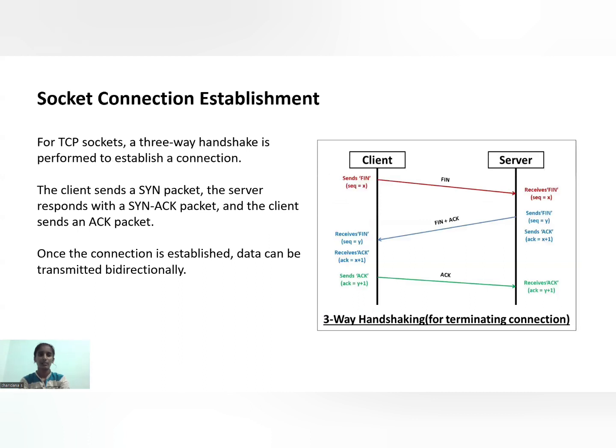Socket connection establishment. For TCP sockets, a three-way handshake is performed to establish a connection. The client sends a SYN packet, the server responds with a SYN-ACK packet, and the client sends an ACK packet. Once the connection is established, data can be transmitted bidirectionally.